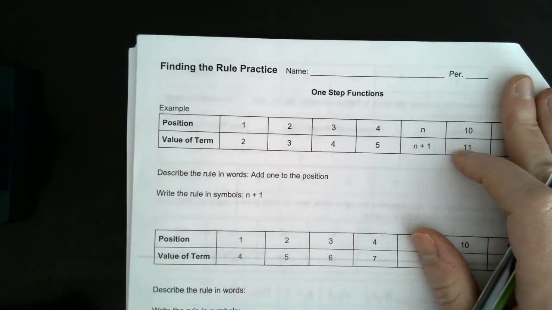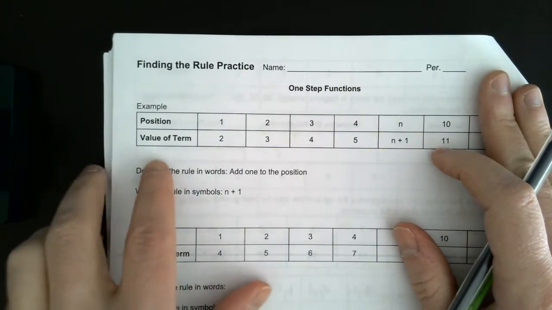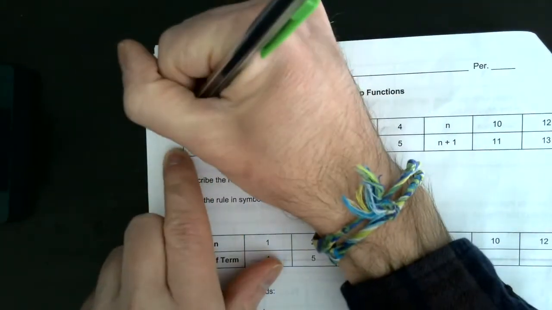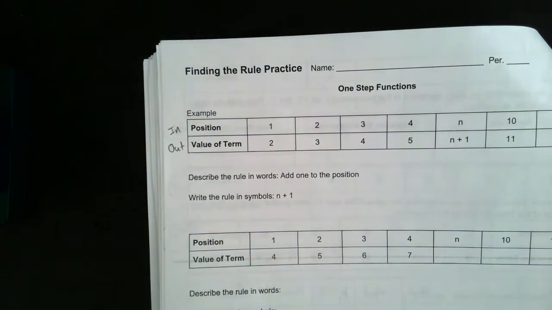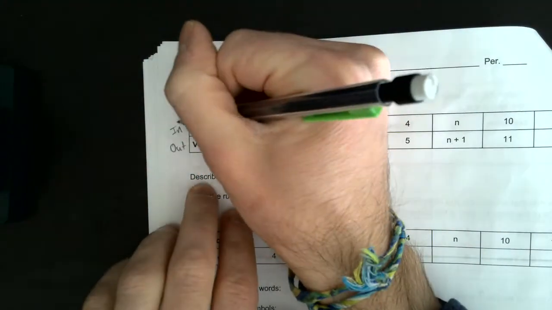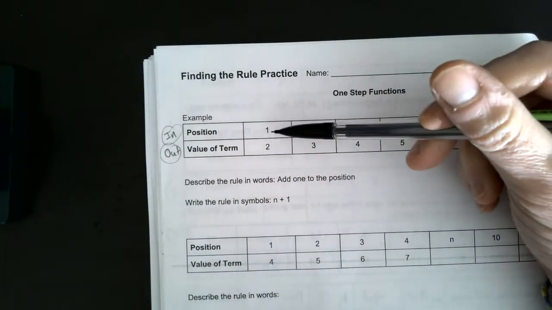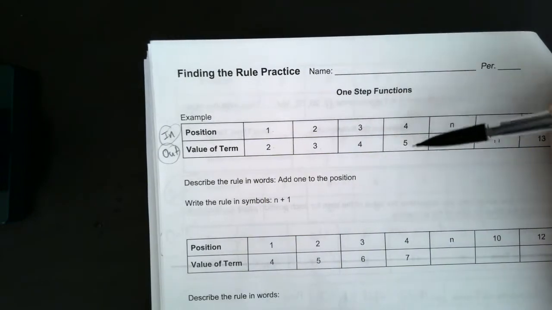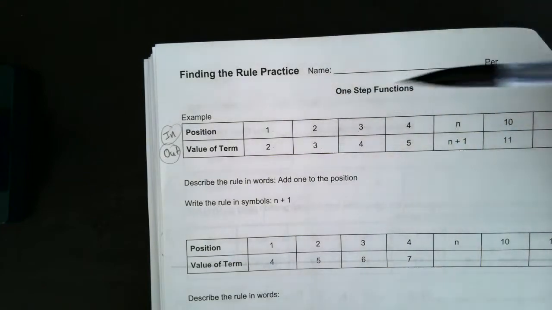So the first one's actually done for us, unfortunately. So it'll kind of remind us what this means here about finding the rule. So position, we like to think of that as like the input. Value of the term is like the output. So we got the input, we got the output. So what we're trying to do is to see the connection between the input and the output. How are these numbers connected? Because that's what really a function is. It's a connection between the input numbers and the output numbers.